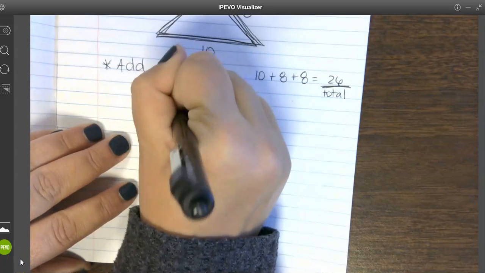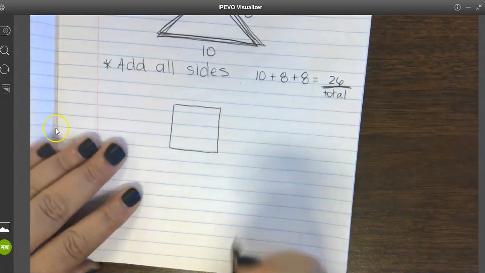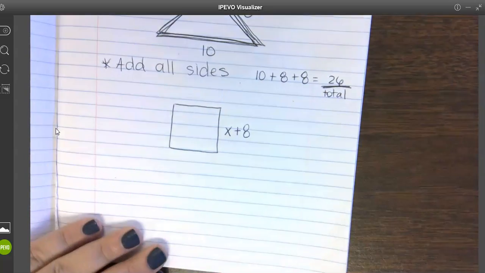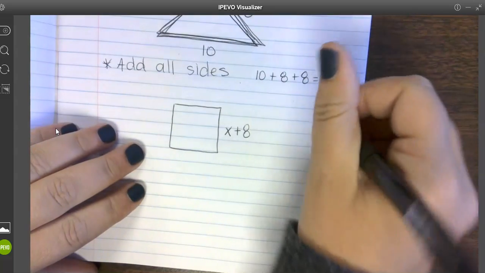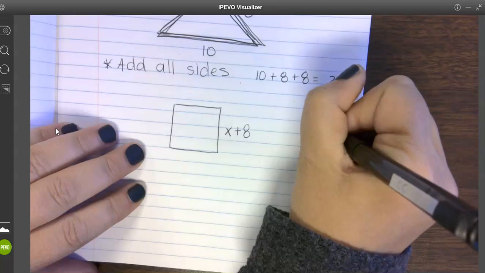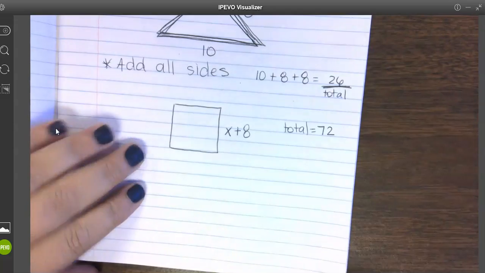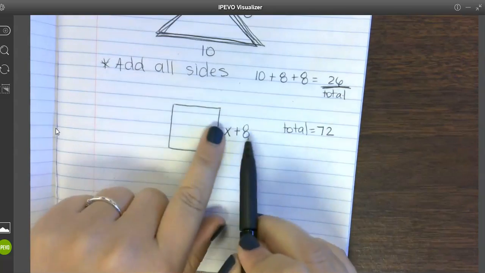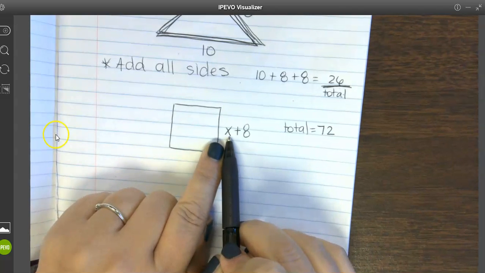So for example, let's say they tell me that I have a square, okay? I have a square, and one of the sides of my square is x plus 8, okay? And then they're giving me the total perimeter of 72. Okay, so they're telling me that the total is 72. So once again, they give you the total. They give you some of this part right here, but there's a missing value. Okay.